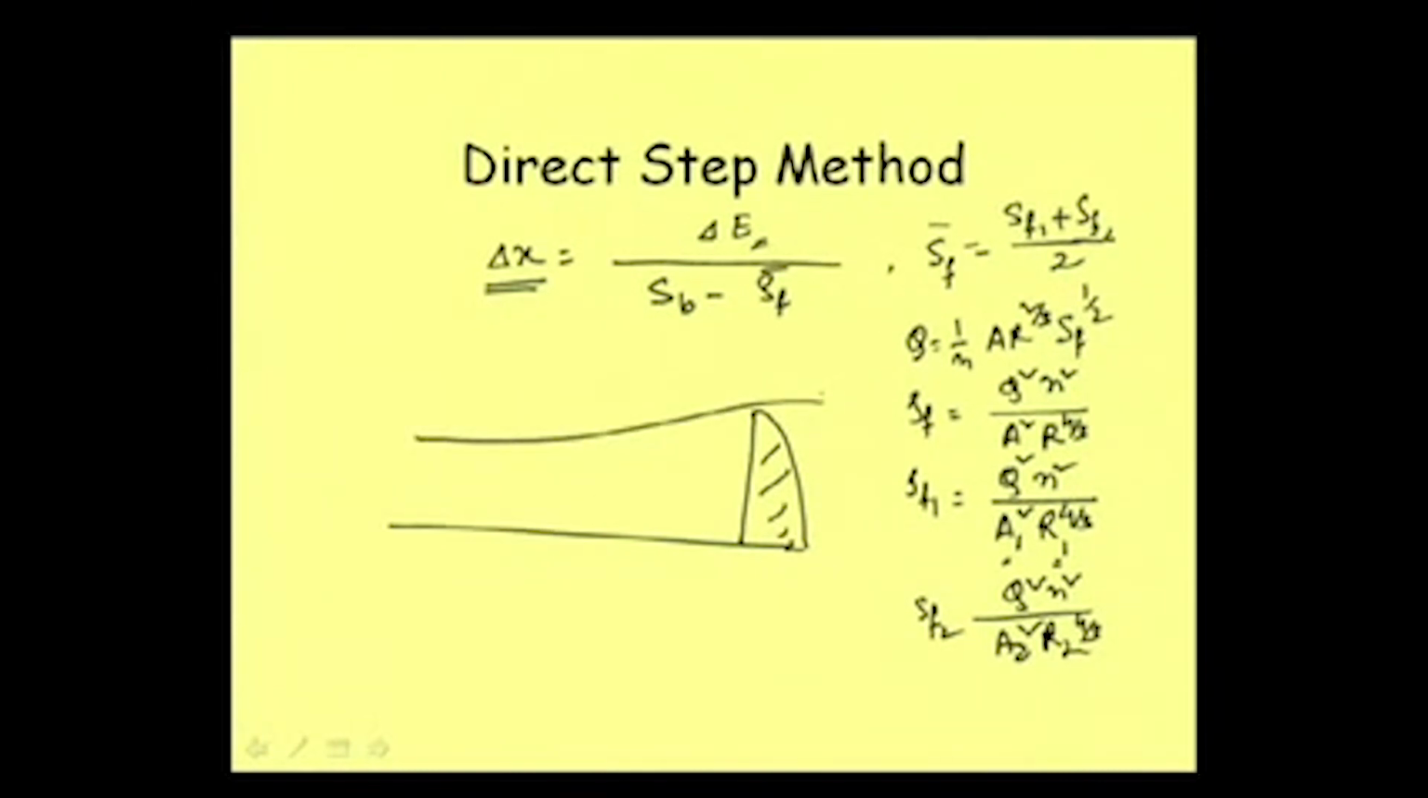Say this is the flow profile. Now we have calculated first yn and yc, and then we know that this depth is known, say y0. So we know this control section depth. So we have got this value.